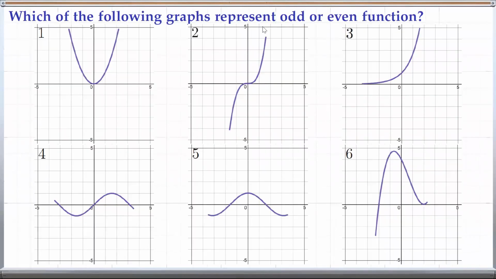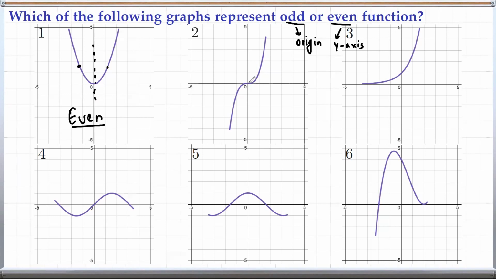And here we have more examples. In this case, we are given graphs and we want to decide if these represent odd or even functions. So we said a function is odd if we have symmetry about the origin, and a function is even if we have symmetry about the y-axis. So based on that, we can decide if the function represented by a graph is odd or even. If you look at the first one, it's definitely symmetric about the y-axis, because for every point here, we have a point here. So we can say this is even.